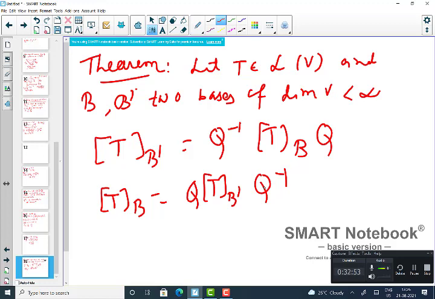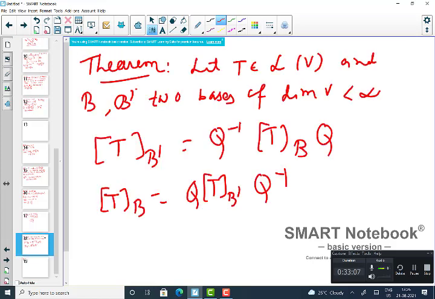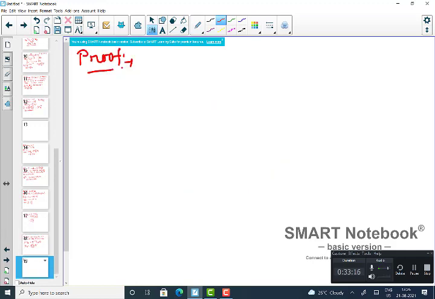Now obviously this requires a proof, and the proof is also not so difficult. So how do you prove this kind of statement? What I need to prove is the relation for T B dash, so you start with Q times T B dash.